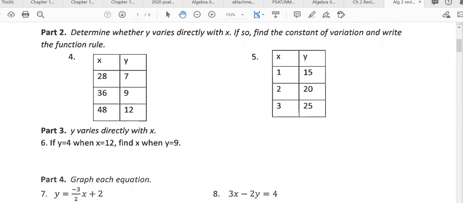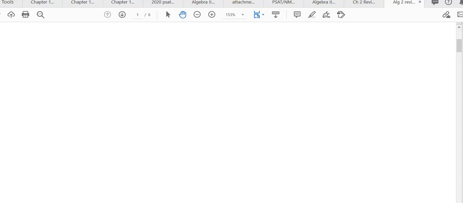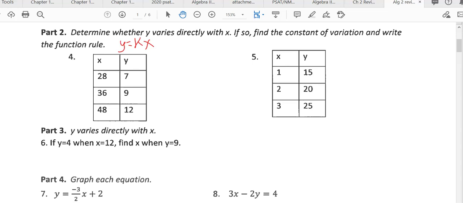Determine whether this is a direct variation. This is a little tougher. Now it's not just whether it's a function, but whether it's a direct variation, which is a special kind of function, right? The equation we need for this is y equals kx. For this one, you could plug each ordered pair into that equation. So it'd be 7 equals k times 28, which means if you divide by 28, k equals 1/4.